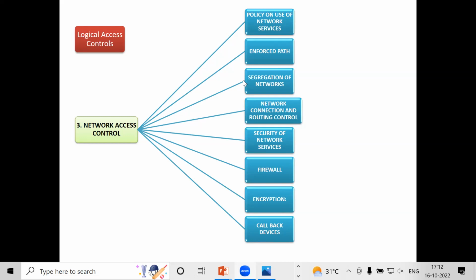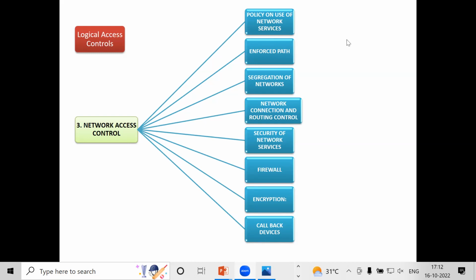Enforced path. Third one is segregation of networks. You divide the network into two or three, and thereby you can have robust control. Fourth one is network connection and routing control. To each and every network, you can place a control over the router, especially firewall security. Security of network services, then firewall, then encryption. We have to know what encryption is.